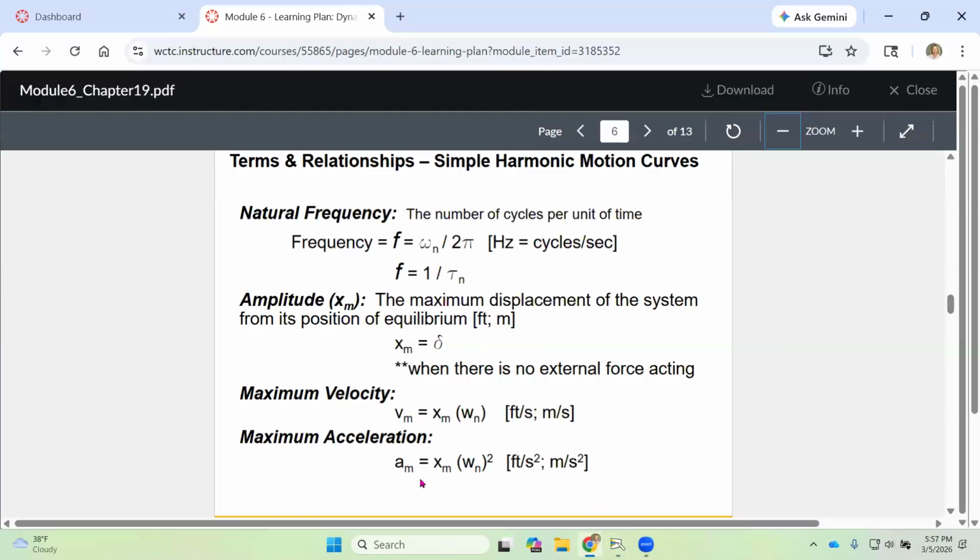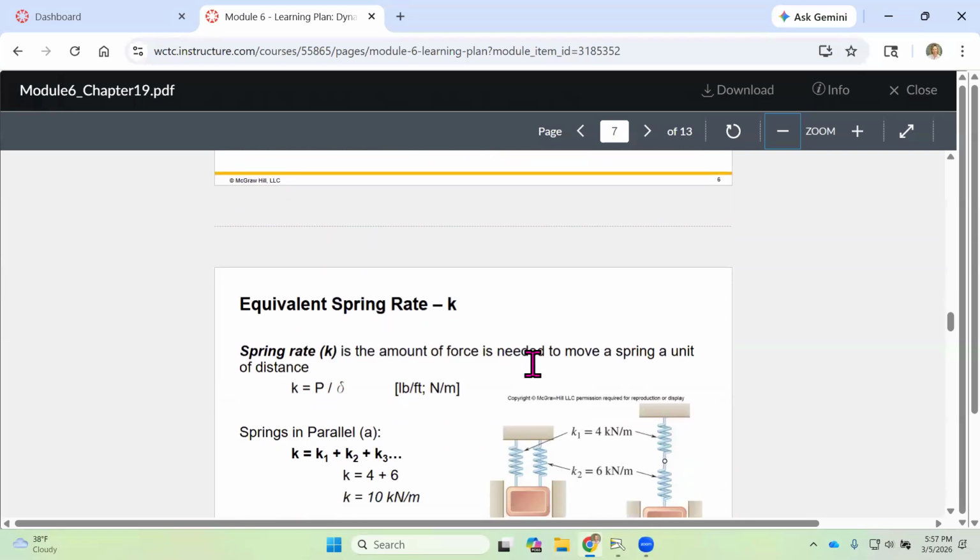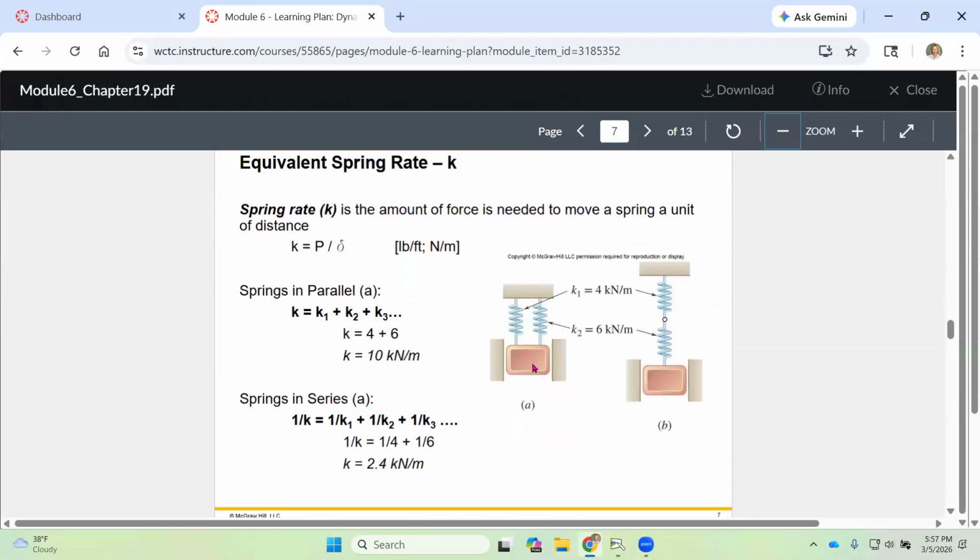Back over here. So that gets us there. Now, the last part that we're going to add to our equation sheet and talk about here is going to be equivalent spring rate. So at times, we may have more than one spring working on our system. And when that occurs, we can have arrangements where we have springs that are in what we call parallel.